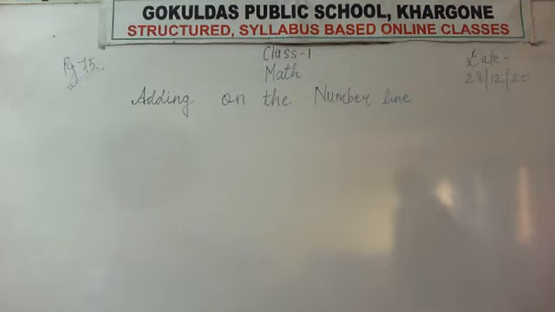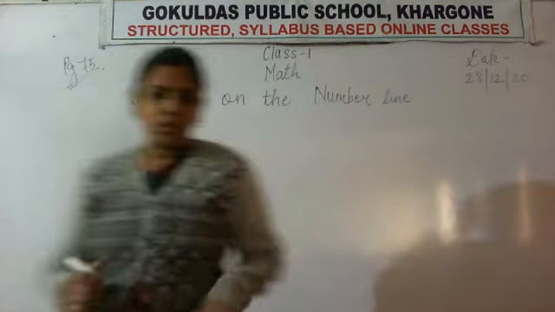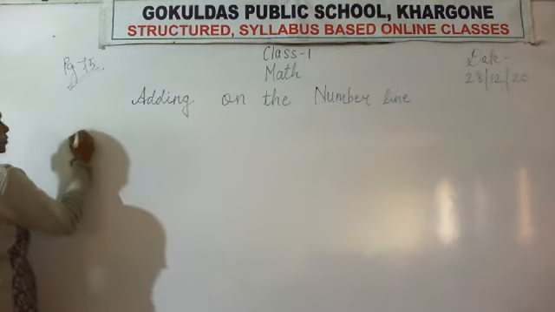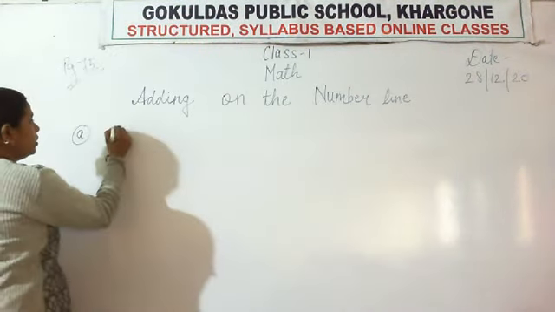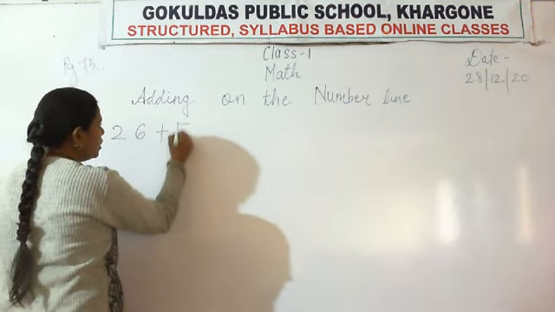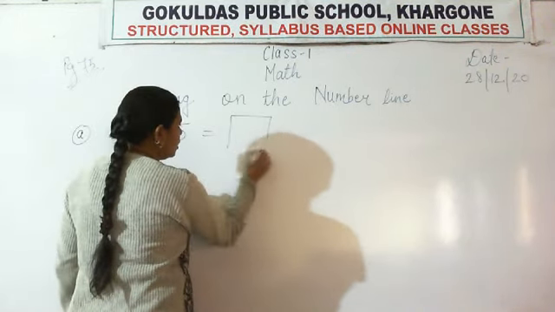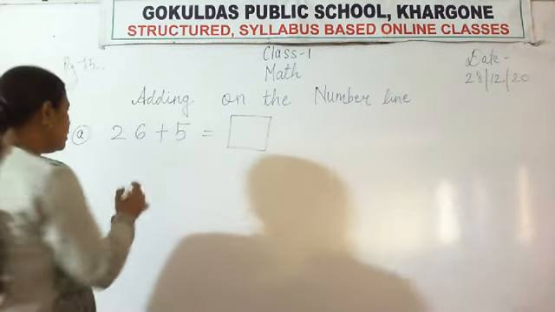Take out your scale also, pencil, because on number line we have to draw a number line. So you will use a scale to draw the number line. Now copy the first question. Write A. What is the question given? 26 plus 5. Okay. Number line, make a number line.